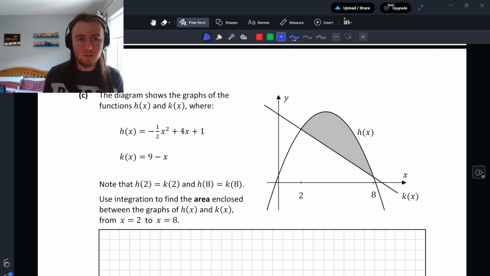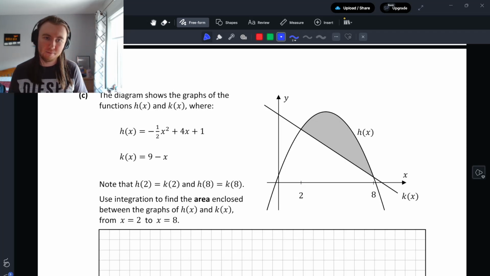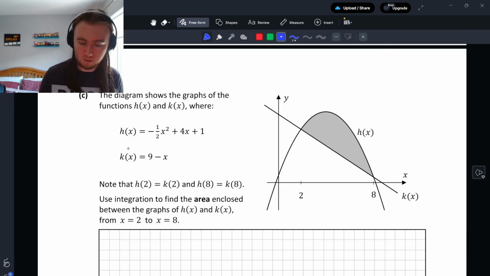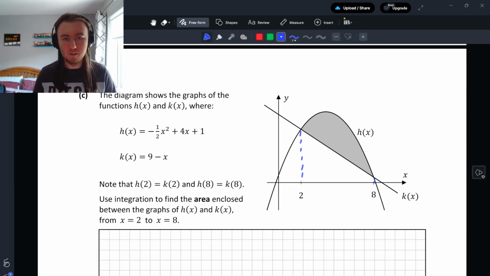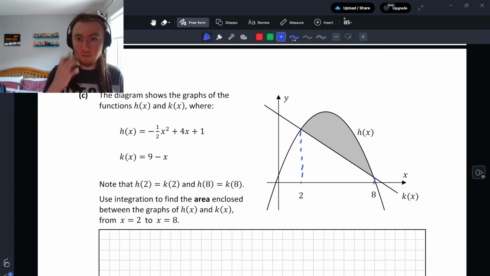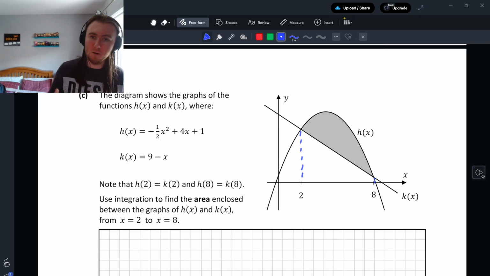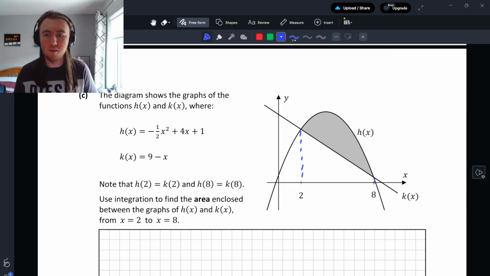Okay, areas. h of x is that and k of x is that. So I'm just going to draw 2 lines here. Use integration to find the area enclosed between 2 and 8. Alright, fair enough. So this is just going to be the area of h minus the area of k, because h is the top function and k is the bottom one.